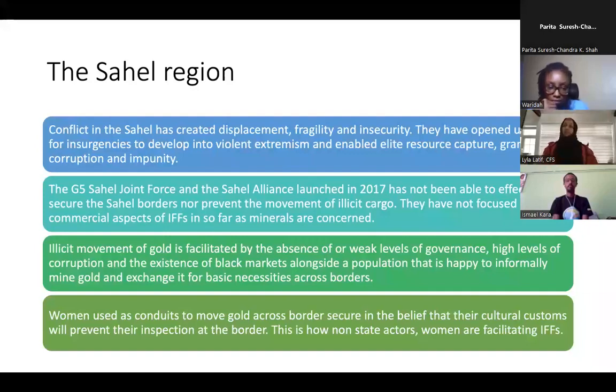And sometimes women are used as conduits to move gold across the border, secure in their belief that their cultural customs will prevent their inspection at the border. It's a Muslim woman all covered up. Why would you want to search me, right? So this is how non-state actors, particularly women, are also facilitating illicit financial flows.